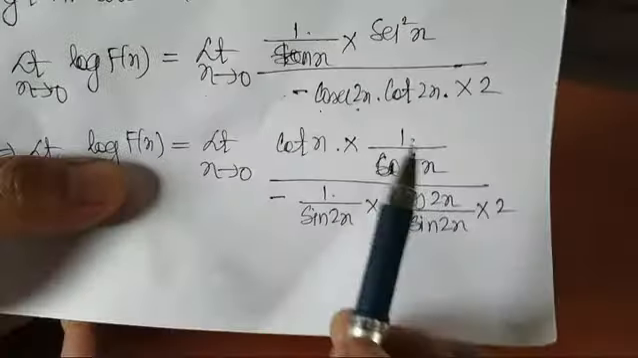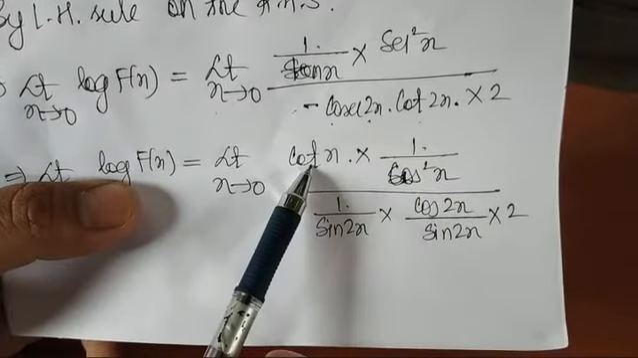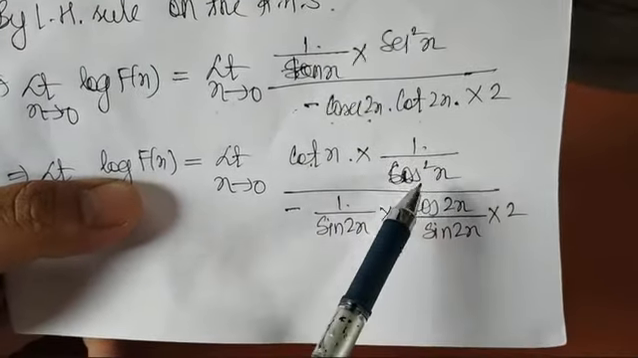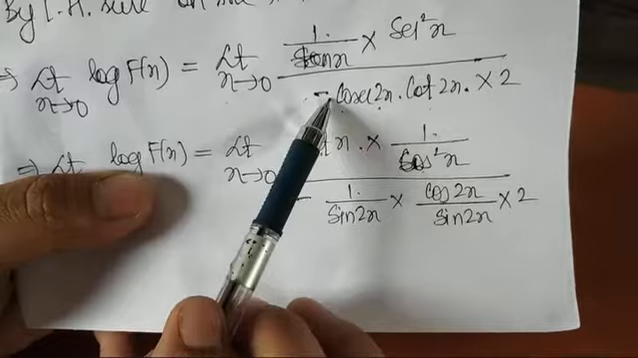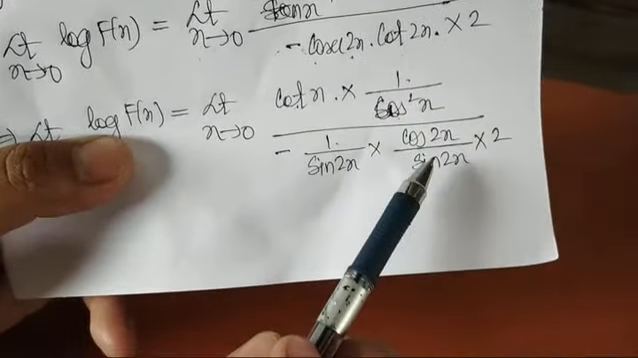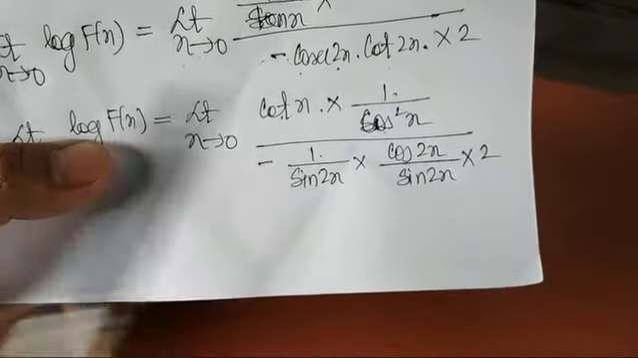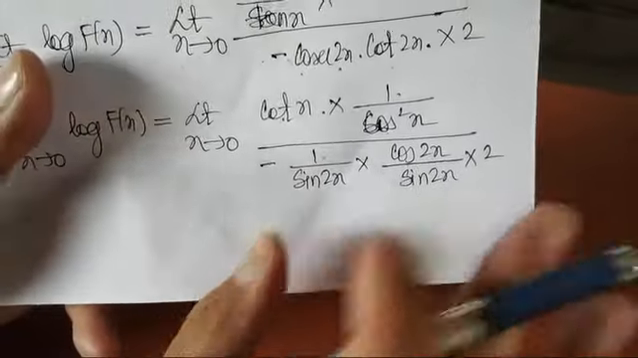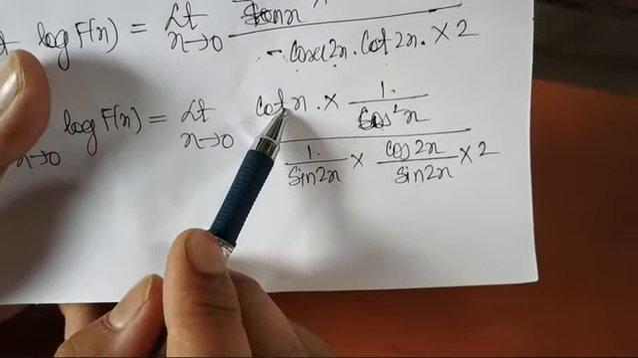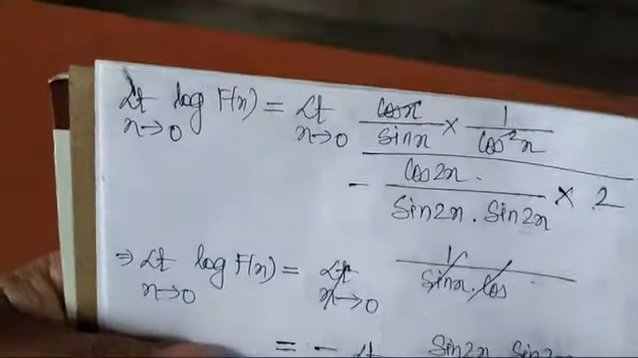Therefore we move to the next step. 1 by tan means cot, and sec means 1 by cos square. And minus, I have changed cosec as 1 by sine, cot as cos by sine, and then into 2. In the next step, cot means cos by sine. So this is your next step.